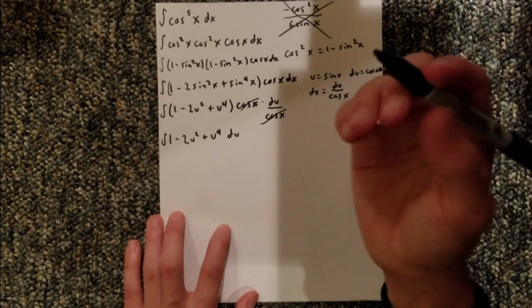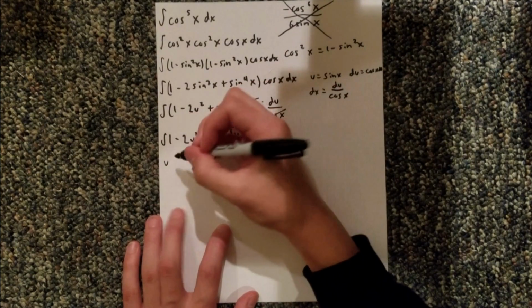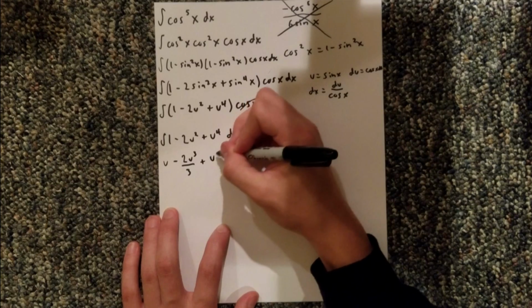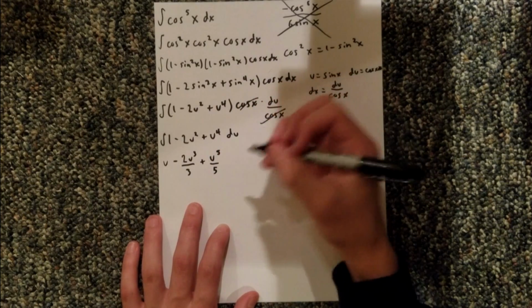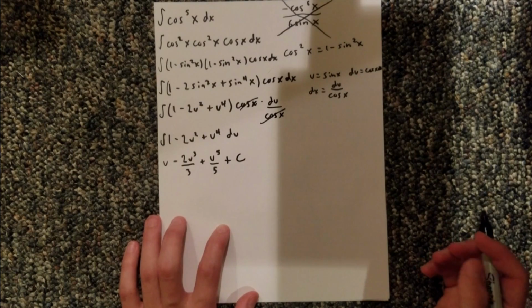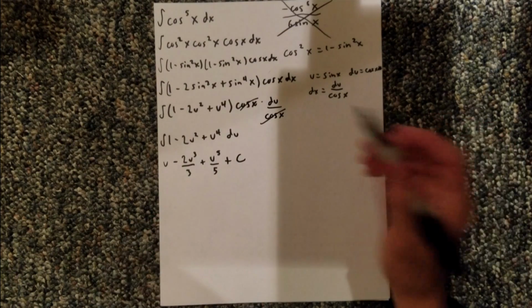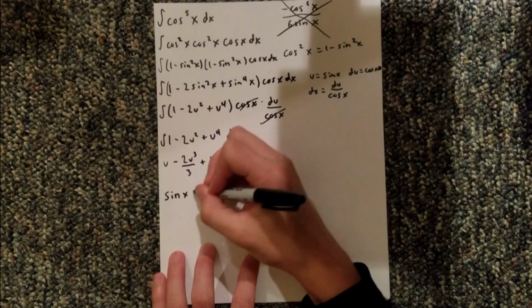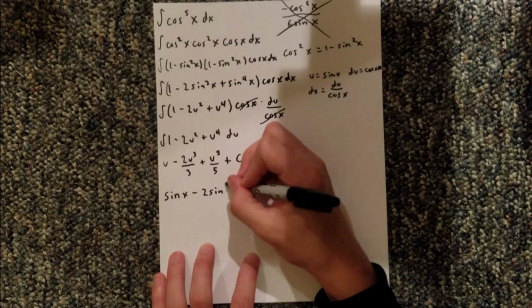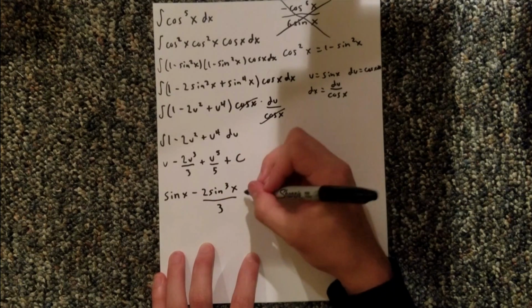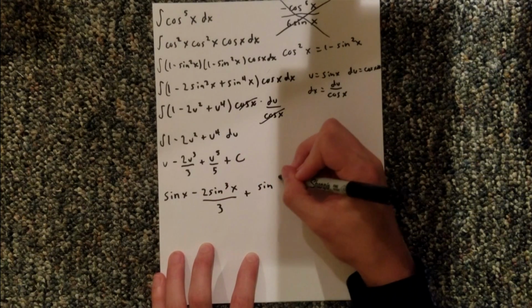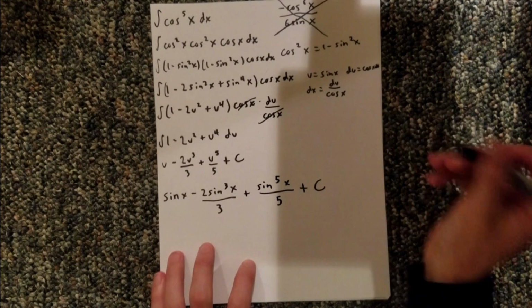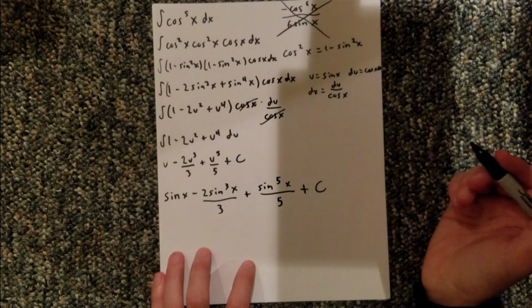And that we can integrate by the power rule, so we get u minus 2u to the third over 3 plus u to the fifth over 5 plus a constant. And then we can plug in our u that we set up here. So then we get sine x minus 2 sine cubed x over 3 plus sine to the fifth x over 5 plus a constant. And that is your final answer.